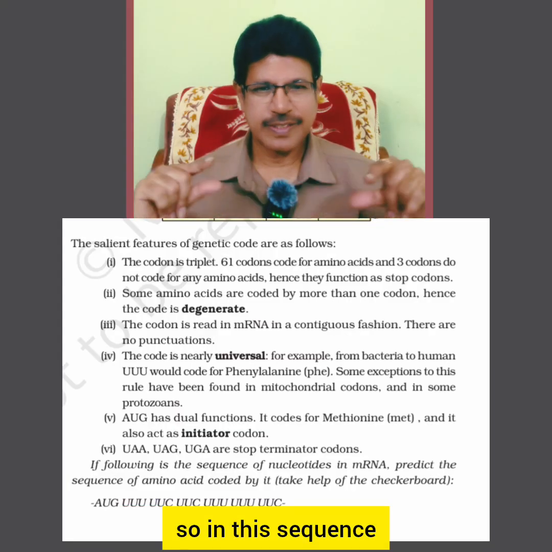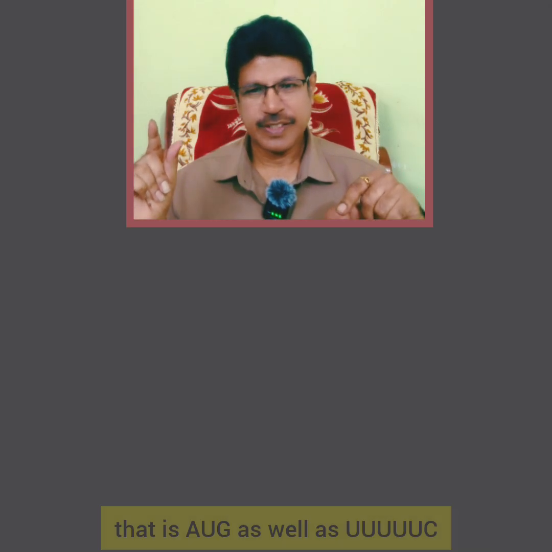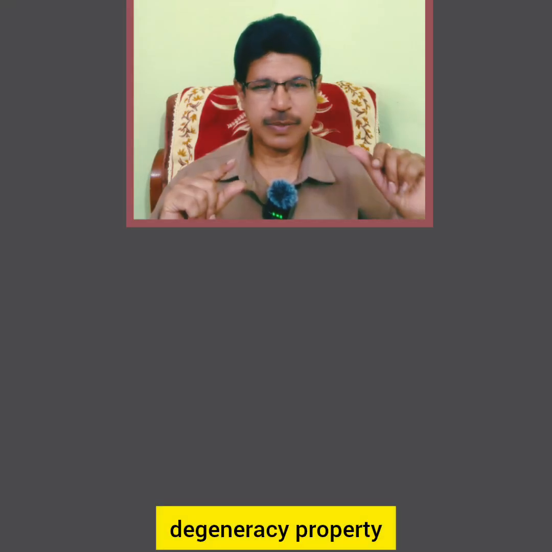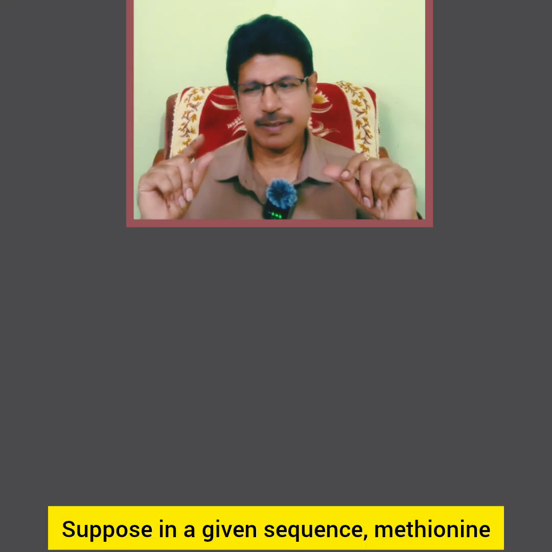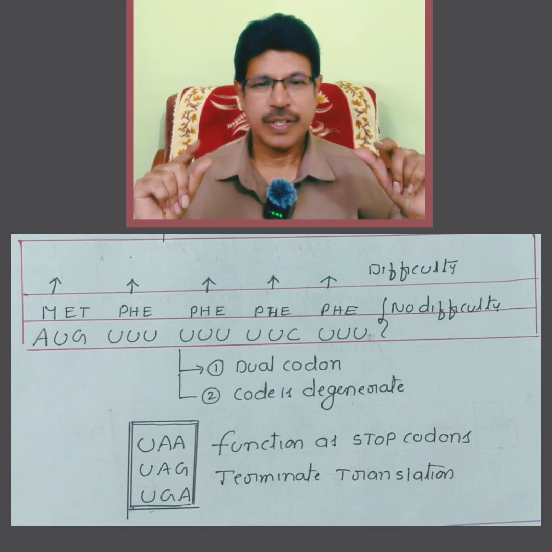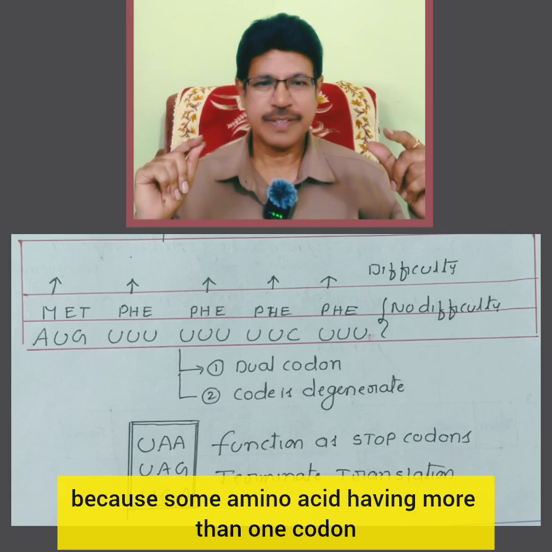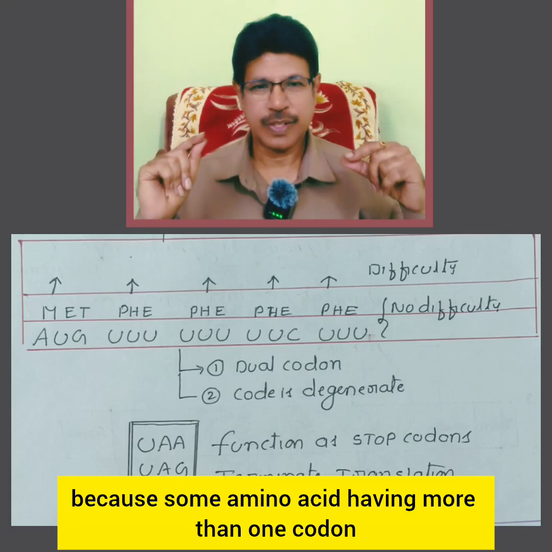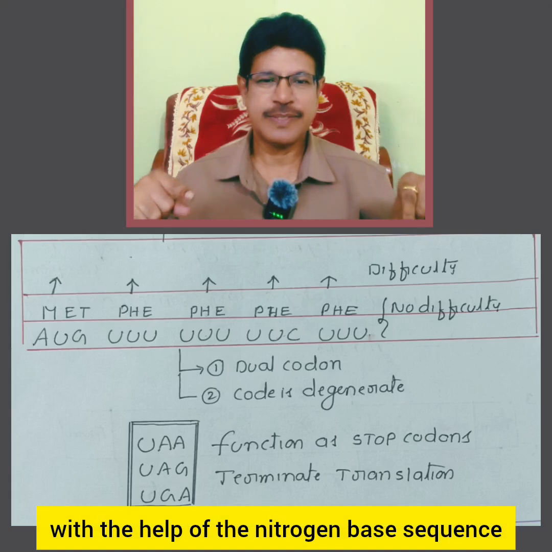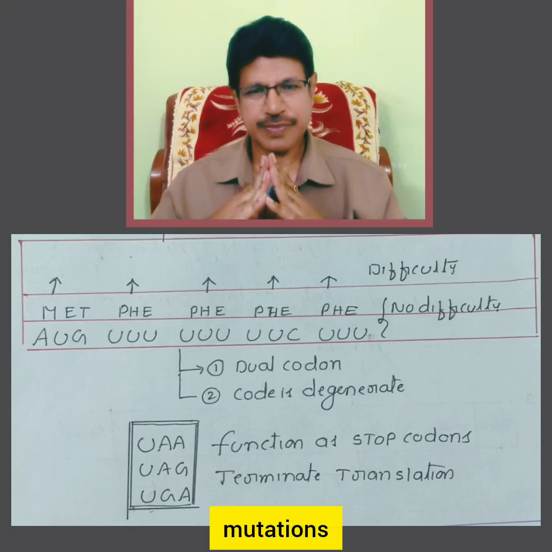In this sequence, we come across dual codons, that is AUG, as well as UUU, UUC, the degeneracy property. Suppose in a given sequence, methionine, phenylalanine, phenylalanine, phenylalanine, there is somewhat difficulty in predicting the sequence of nitrogen bases of the codons, because some amino acids have more than one codon. So we can deduce the sequence of amino acids with the help of the nitrogen base sequence of the codons.